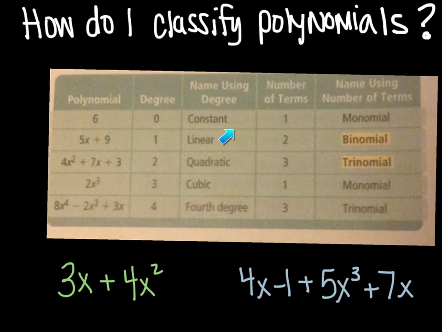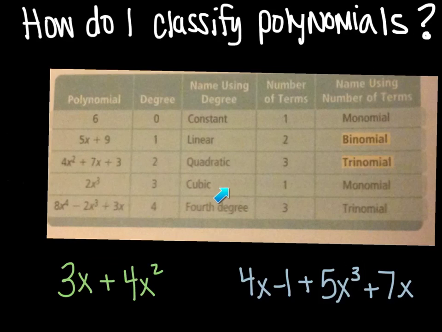So a degree of 0 is called a constant. A degree of 1 is called linear because it forms a straight line. And as you can tell from there, that is a linear equation if there would have been a y equals. Then we have quadratic for second degree, cubic for third degree, and then fourth degree. So really the degrees 0 through 3 have the special names. Everything else is just to the 5th degree, to the 6th degree, and so on.